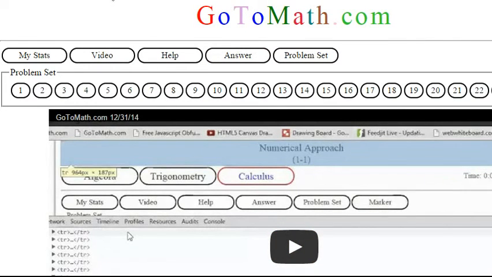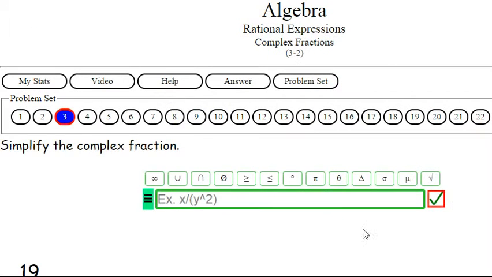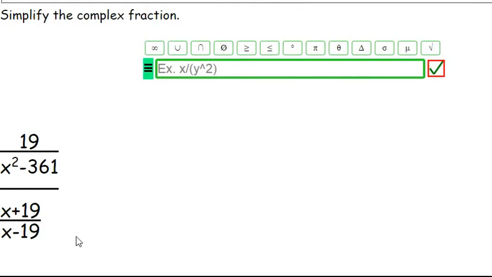Okay, we're over here at gotomath.com. Click on Algebra. Let's go down to complex fractions, and we're looking at 3.2. Ooh, things are starting to get a little hairy. x squared minus 361. Whoa. What is that? x plus 19 over x minus 19. There's a bunch of 19s going on in there.